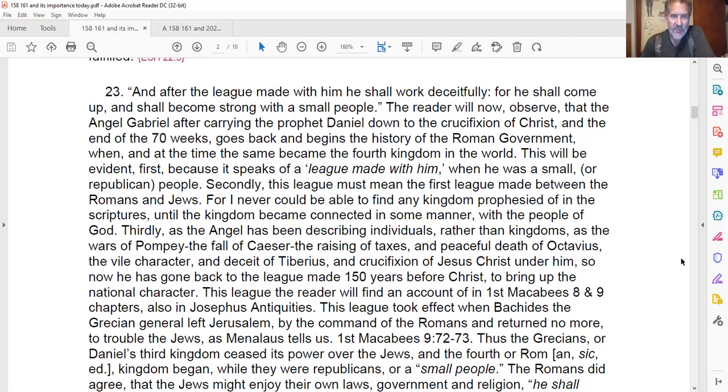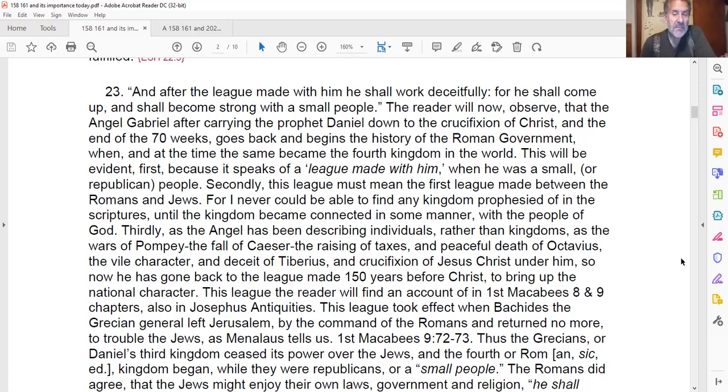This will be evident first because it speaks of a league made with him, when he was small, or Republican people. Now, this is not speaking of a party, it's speaking of the form of government. And wouldn't we then try to line up the beginning of Rome with the beginning of the United States? It's a good point. And we're going to come to another point like that here in a few minutes.